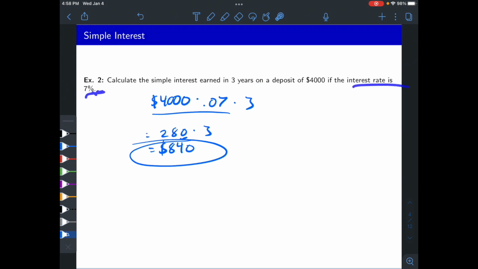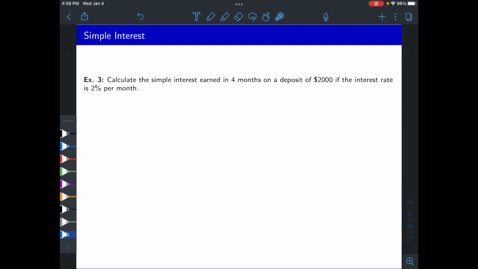The interest rate is 7%. It wasn't told explicitly to us that it was 7% per year, but implicitly we can assume that usually. Here we're saying that the interest rate is 2% per month though. So if they don't specify, you can usually assume that it's in years, but here it's specified to be in months.